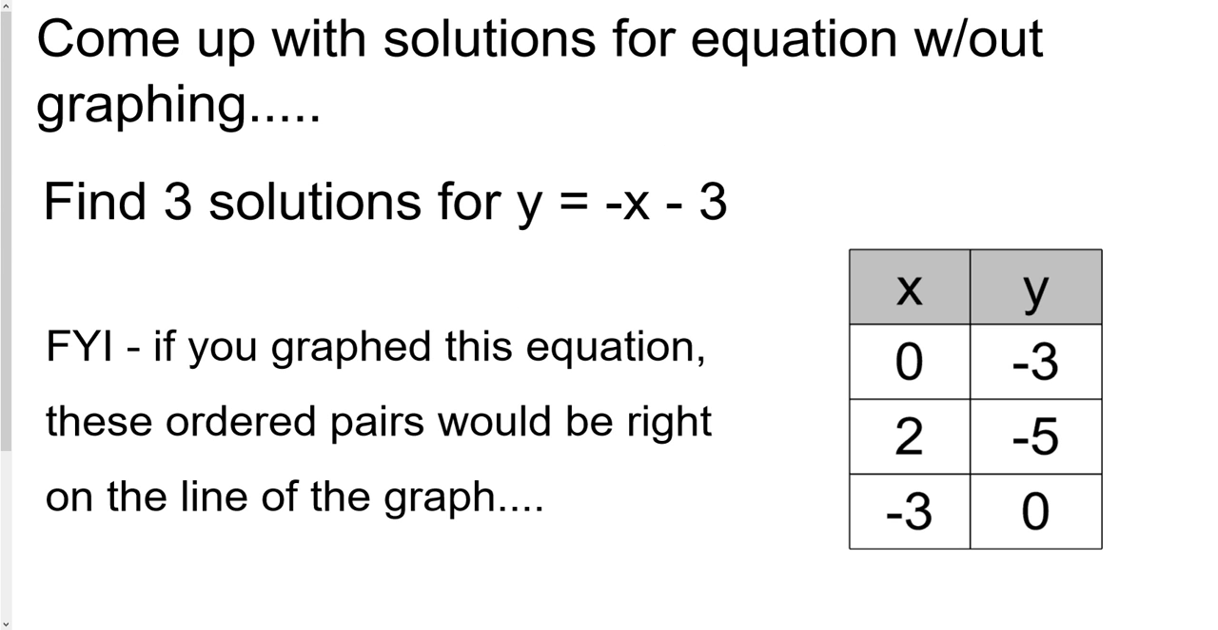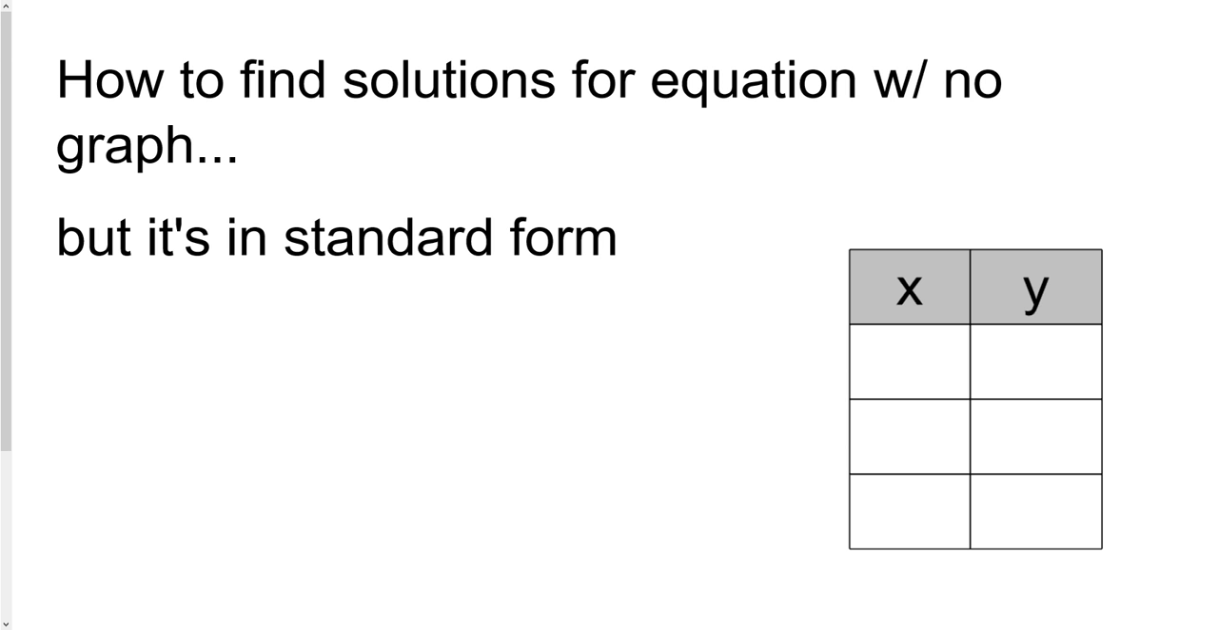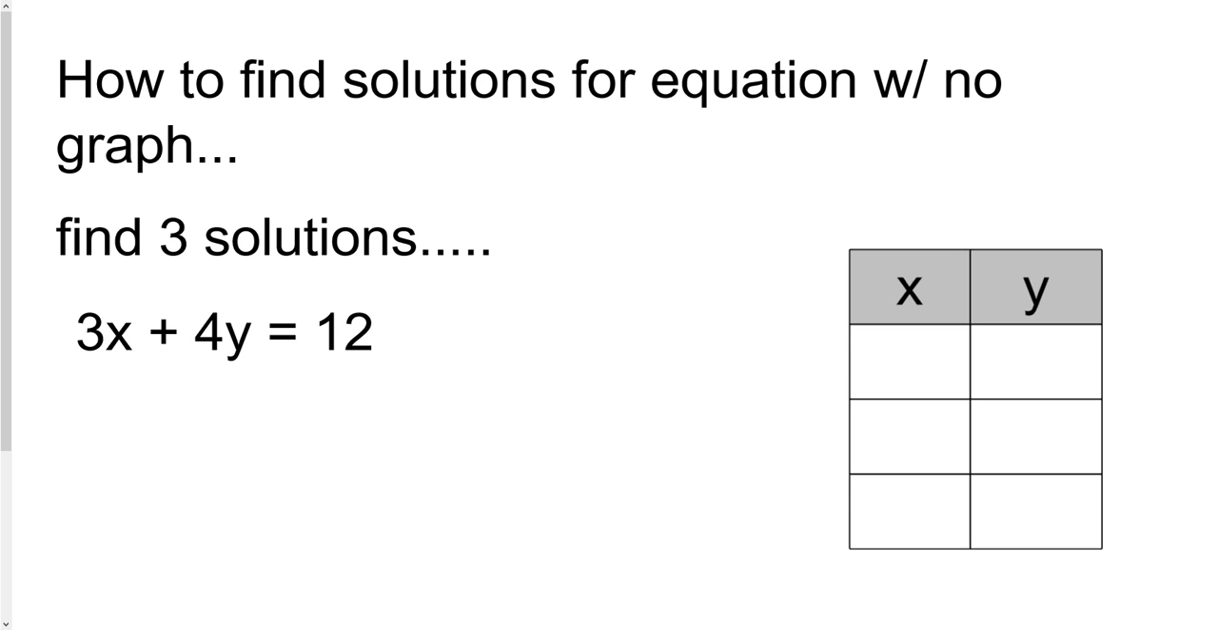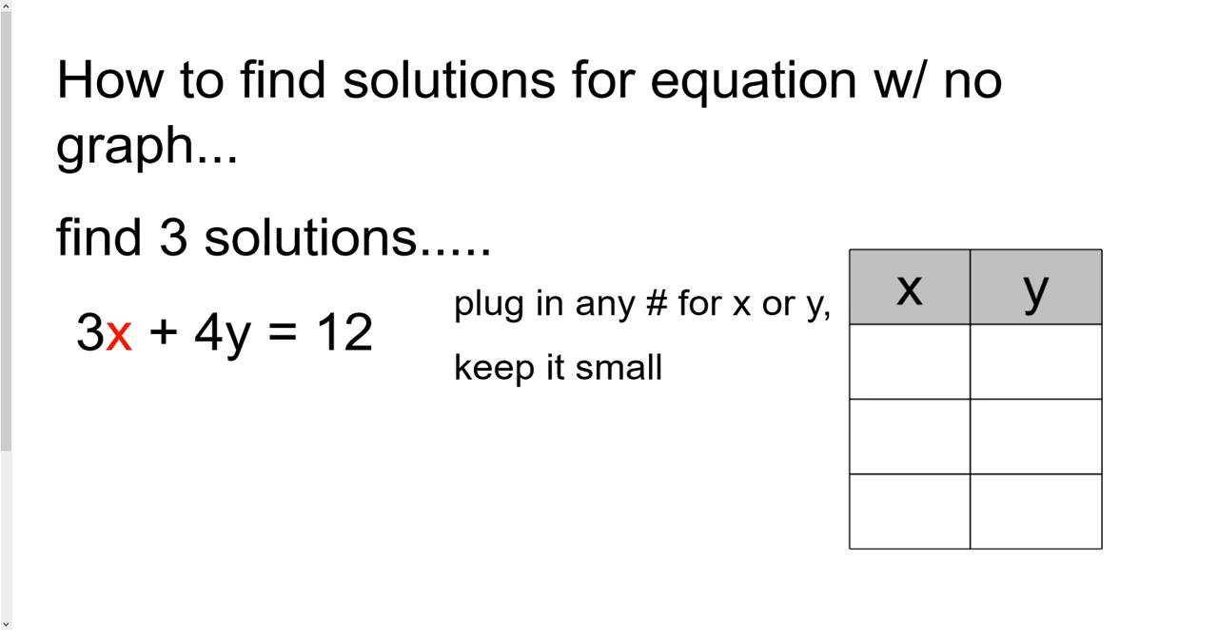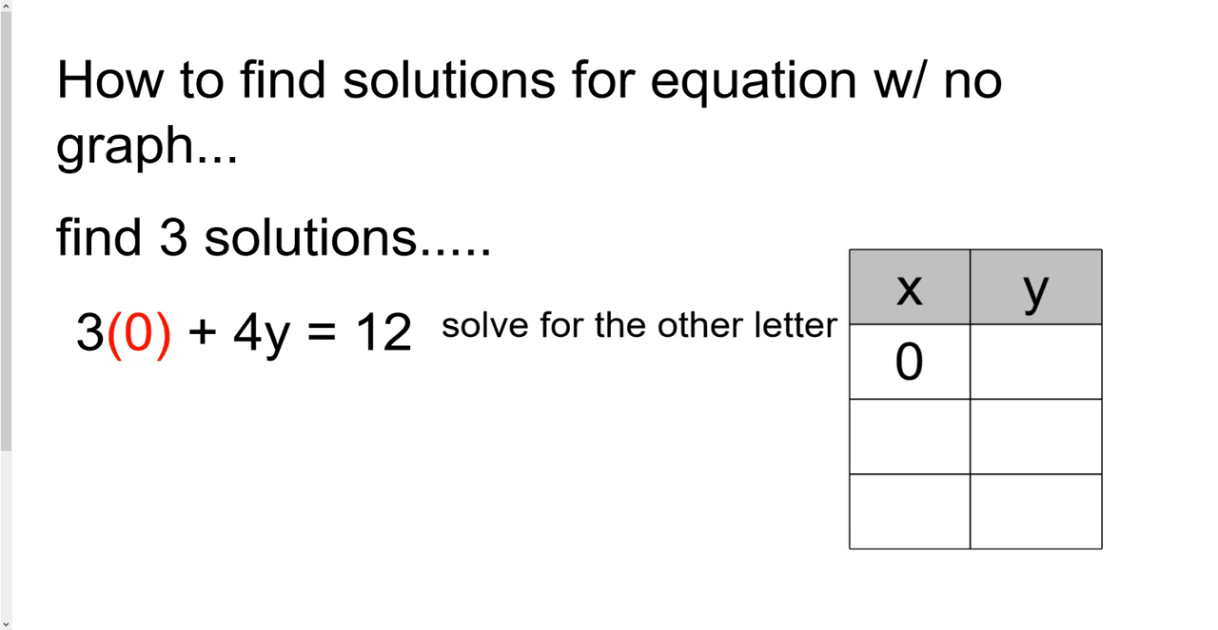Last thing I want to go over real quick. What happens when you have a standard form equation? What if it's not like that slope-intercept? What if it looks like this? Same thing. Just go find a number for x, okay? Keep it small. I love putting in 0 for x. So let's make the first one 0 for x. So write that down on your table there. 3 times 0 is 0.